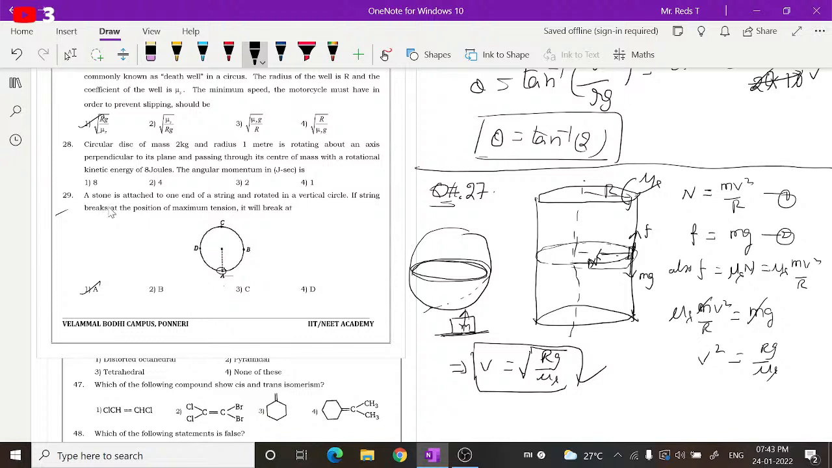Let us read the question once and understand it clearly. A stone is attached to one end of a string, it is holding the stone, and it is rotated in a vertical circle. If the string breaks at the position of maximum tension, where do you get maximum tension when the speed is increasing gradually? Tension is maximum first at the bottommost point, so it can break here only. That is the point.